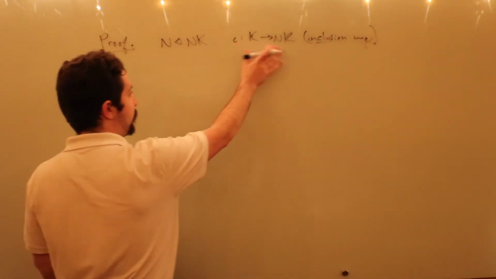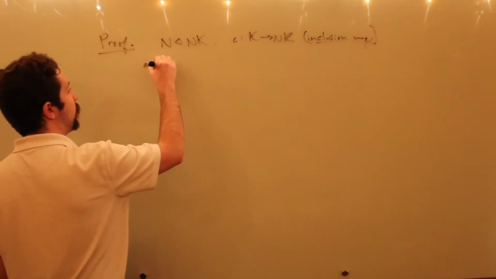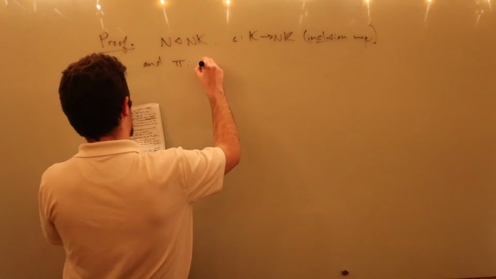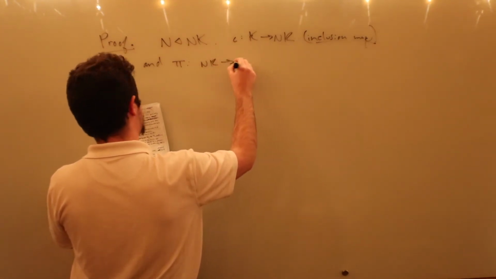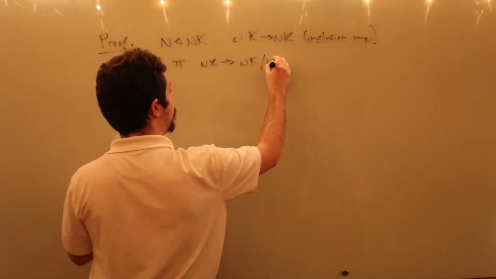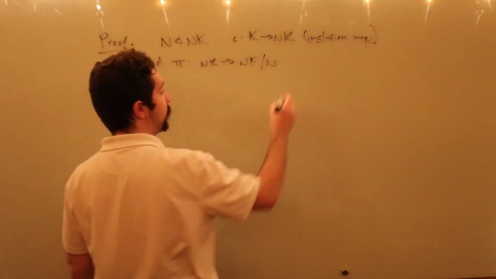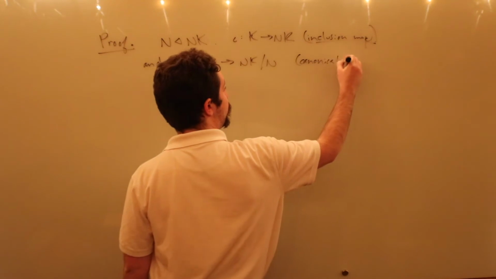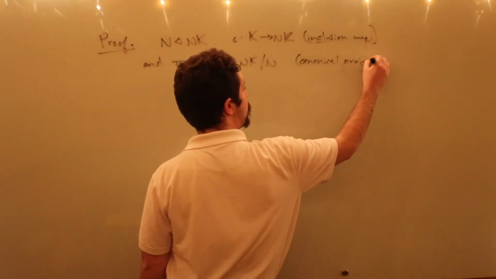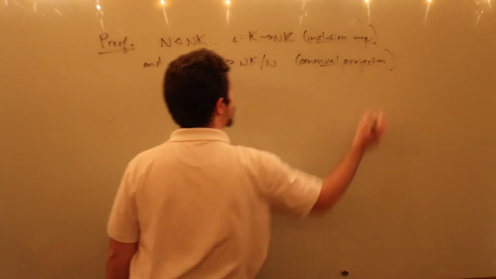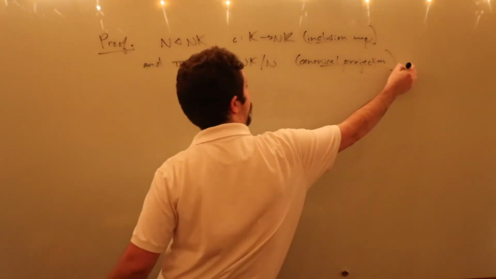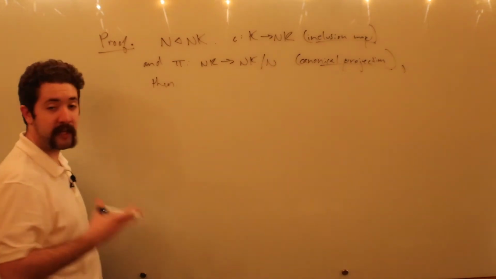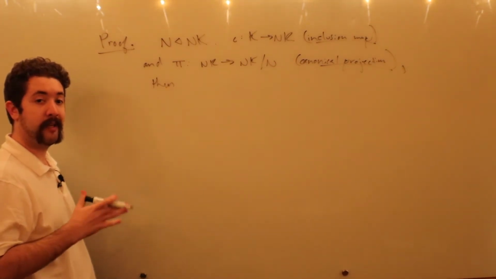So if iota is this inclusion map and pi from NK to NK quotient N is the canonical projection, which we've discussed before, then we can consider their composition, right? So we showed before that the canonical projection is indeed a homomorphism.